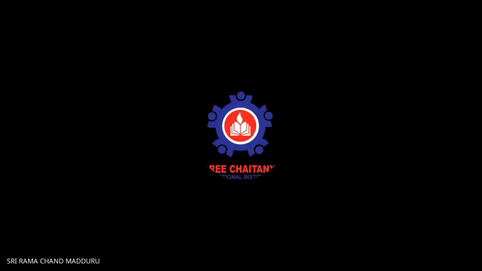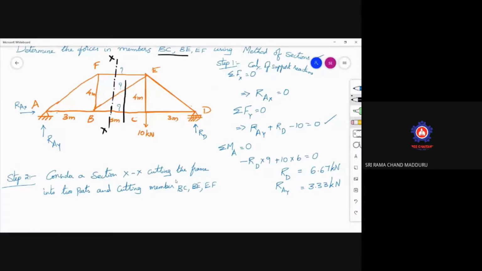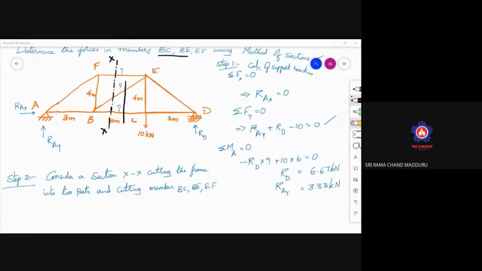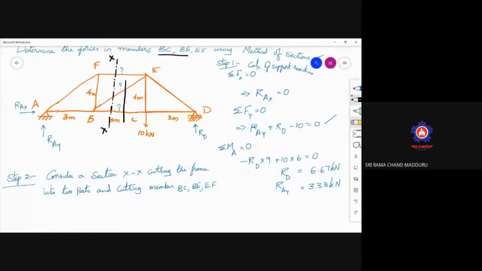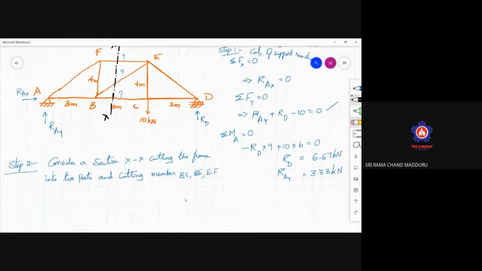And BE is taken, but when you cut a section like this, what about this member? You have not separated the frame into two parts. So to separate it into two parts, we need to consider the section in such a way that it separates the entire frame into two parts. So we have cut a section, and here take the free body diagram.